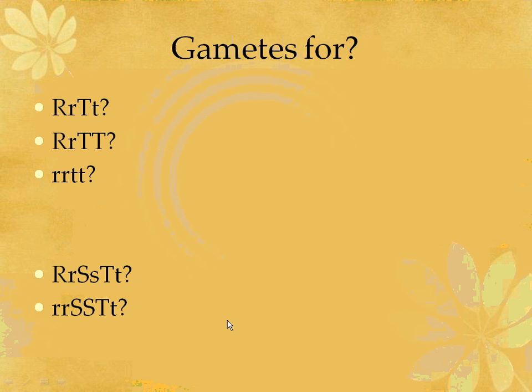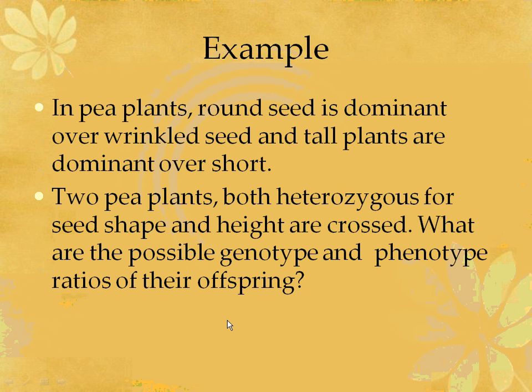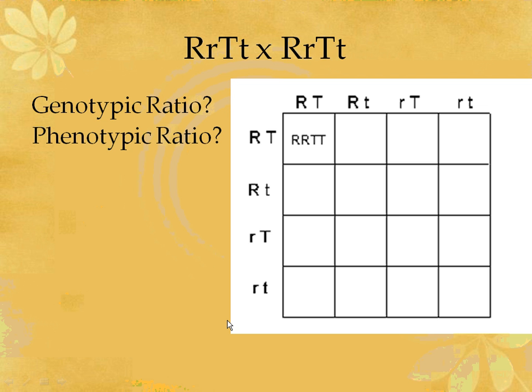So if we look at this chart here, these are the possible genotypes. And again, here's our example in pea plants. Round seed is dominant over wrinkled, and tall plants are dominant to short. So if we look at 2 pea plants, both heterozygous for each trait, what are the possibilities of the genotype and the phenotypic ratios of their offspring?